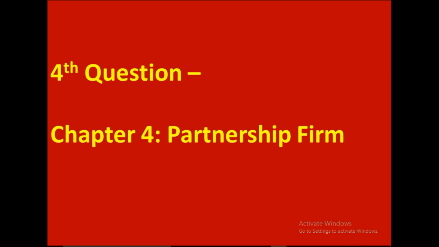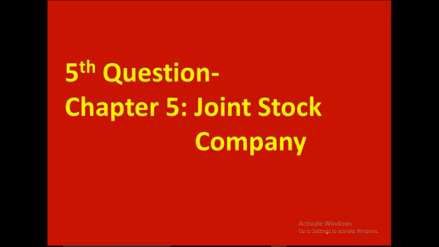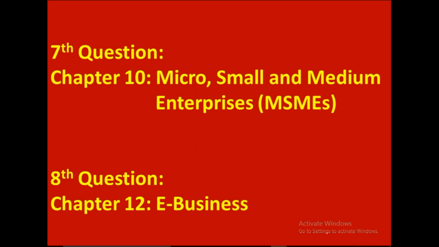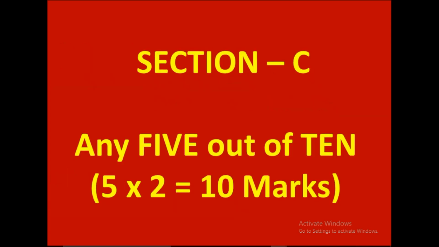Fourth question comes from chapter 4, Partnership firm. Fifth question comes from chapter 5, Joint stock company. Sixth question comes from chapter 6, Formation of a company, or from chapter 7, that is Commencement of business. Seventh question comes from chapter 10, Micro, small and medium enterprises, MSMEs. Eighth question comes from chapter 12, E-business. With this, section B is completed.